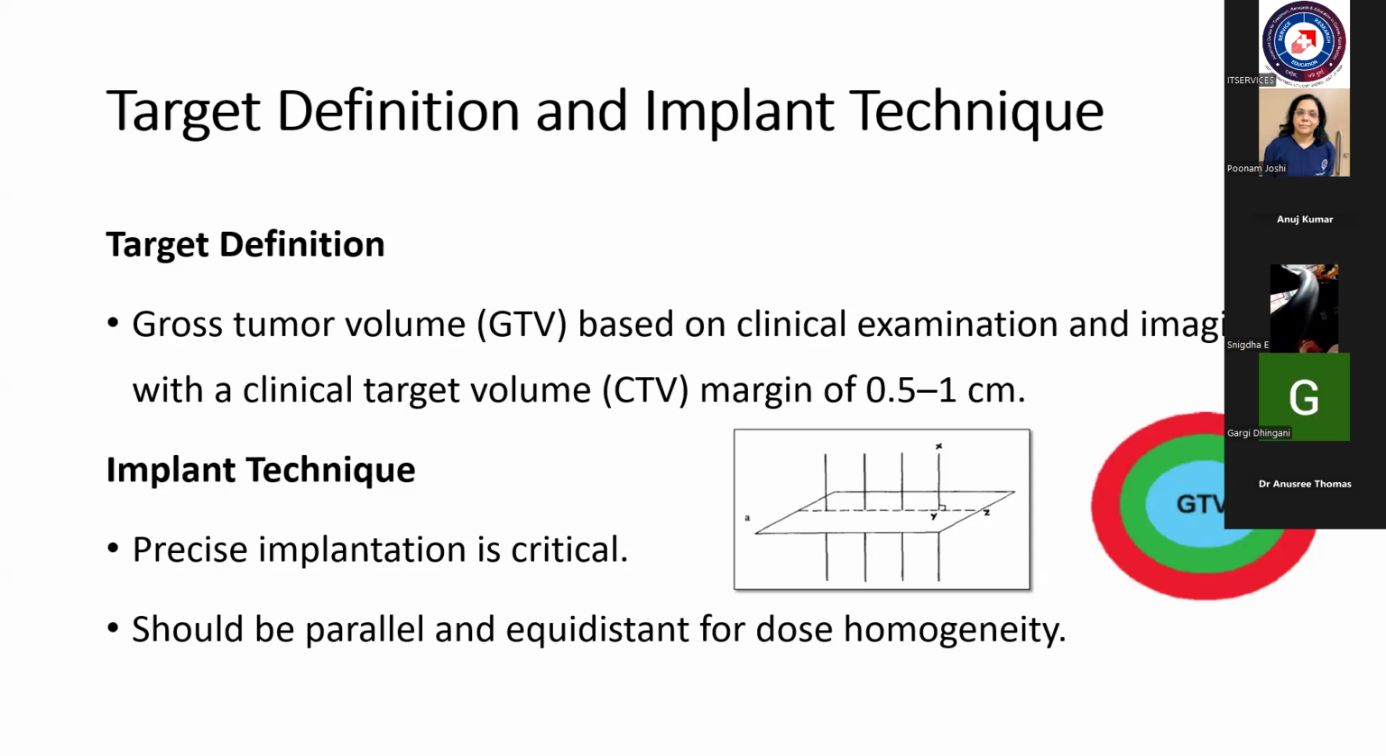The implant technique is also very critical because the geometry of the implant decides how well we can deliver the radiation dose. So precise implantation is critical, and we should see that the sources or catheters that we place are parallel and equidistant to each other to ensure better dose homogeneity. When we see the examples in the future slides, this will be more clear.